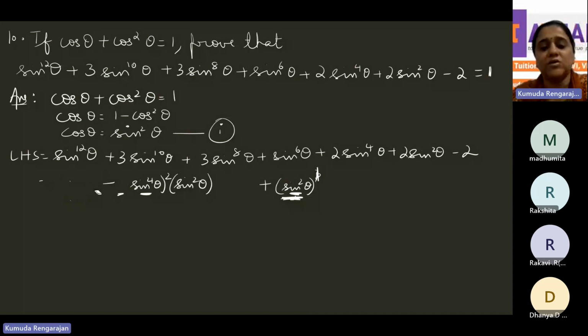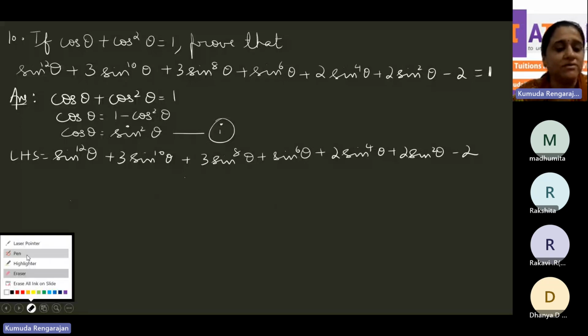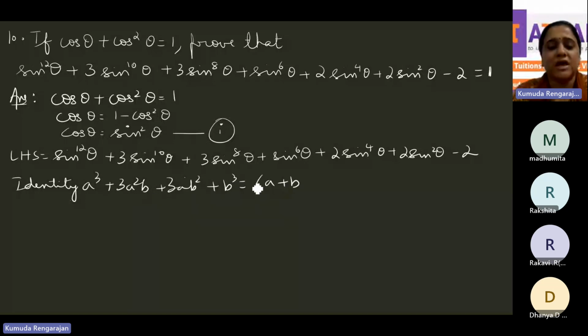I'll do it in 2 parts, children. Are we following or no? Am I clear now? Okay, let me write the identity first. The identity is a cubed plus 3a squared b plus 3ab squared plus b cubed. If you find these 4 terms, you can write it as a plus b the whole cube. If you find these 4 terms, you can write it simpler as a plus b the whole cube. So we're trying to do that.